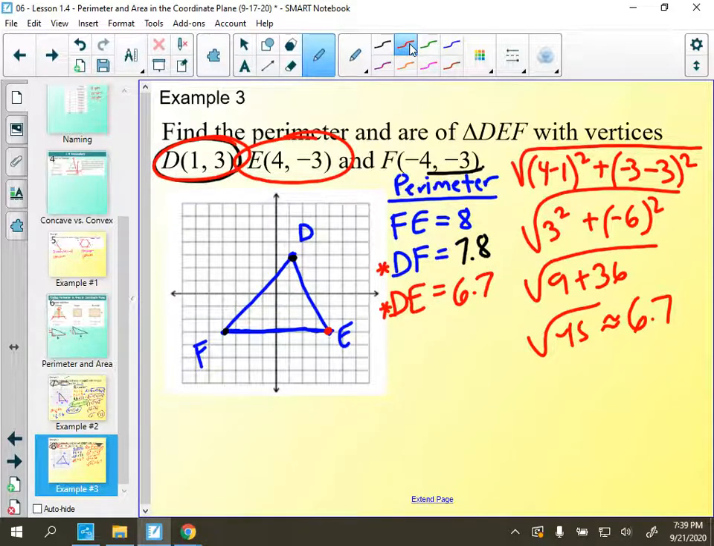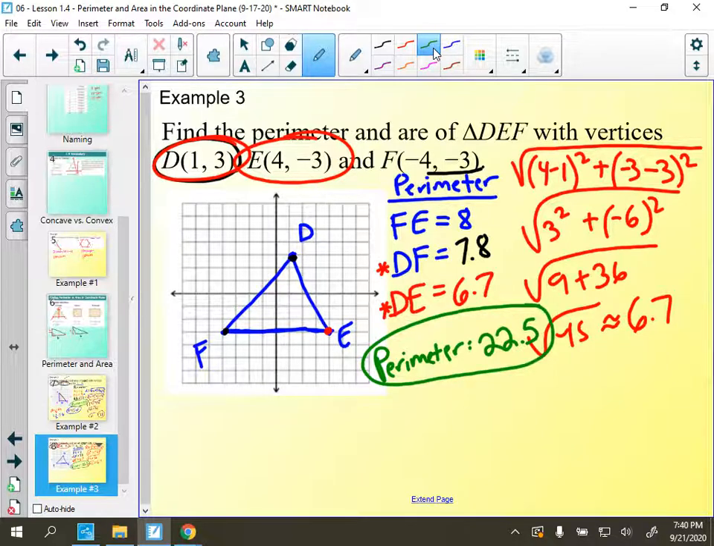But in the end, the process for finding perimeter of a triangle says add up all your side lengths. So we end up with 8 plus 7.8 plus 6.7, 22.5. Nice. It kind of worked out to a decent number there. So there we go. There's our perimeter. Same kind of process going on for perimeter. A little bit more work with a second distance formula there.